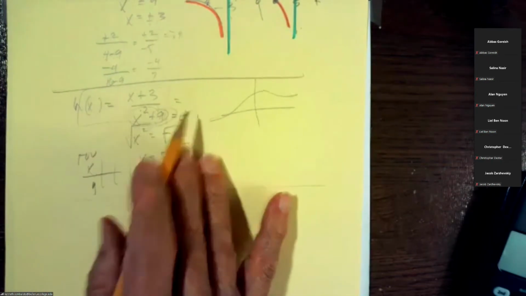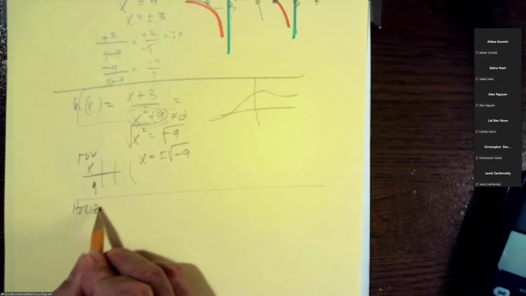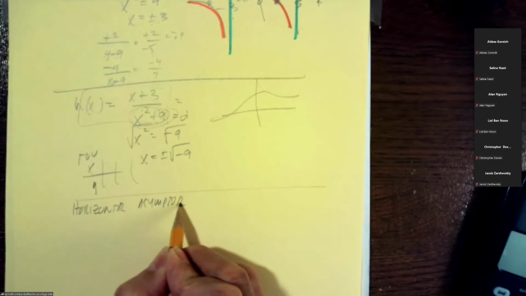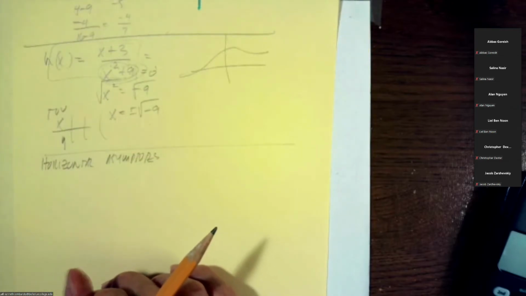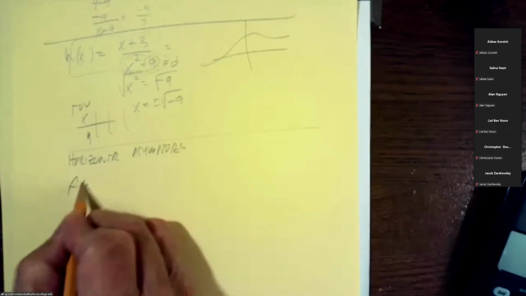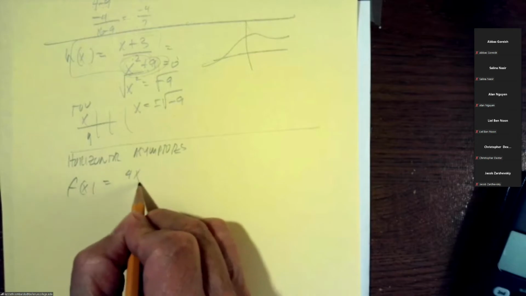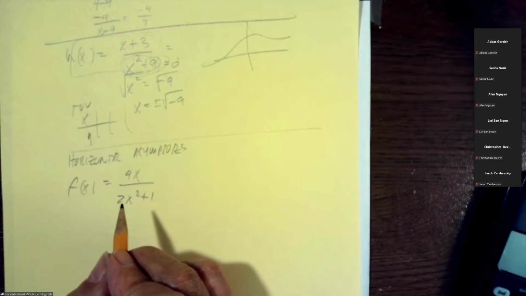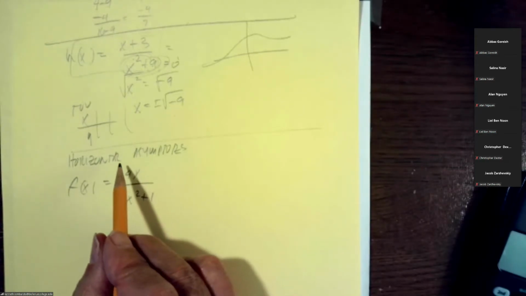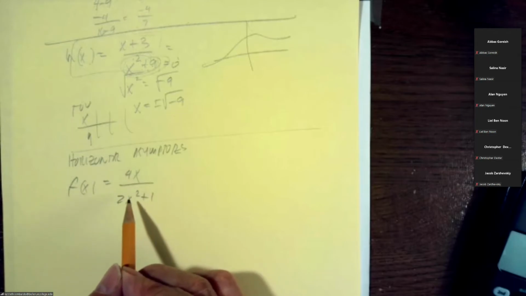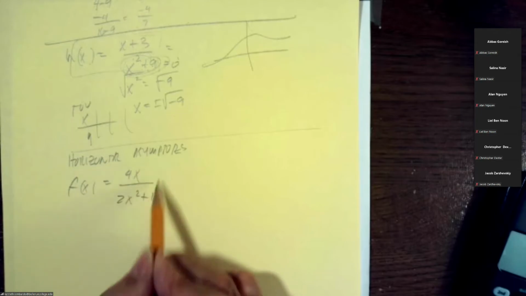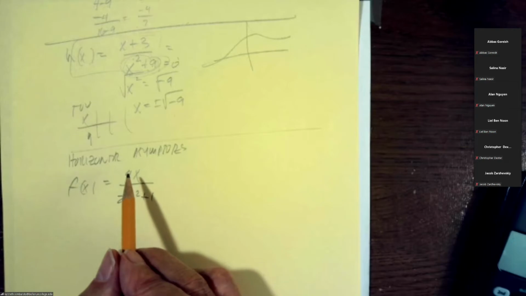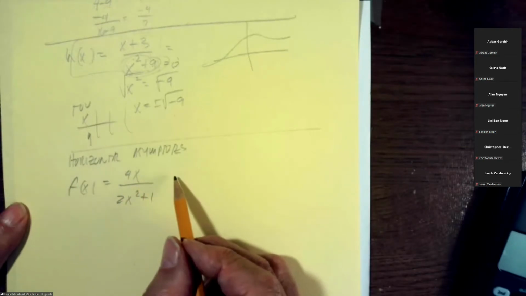Okay, that was vertical. Let's try horizontal. Let's see if we can find horizontal asymptotes. Let's say we're given a function such that 4x over 2x squared plus 1. And we want to say, is there a horizontal asymptote here? Well, we could plug it into our calculator and see what it looks like, but we could also do it algebraically.